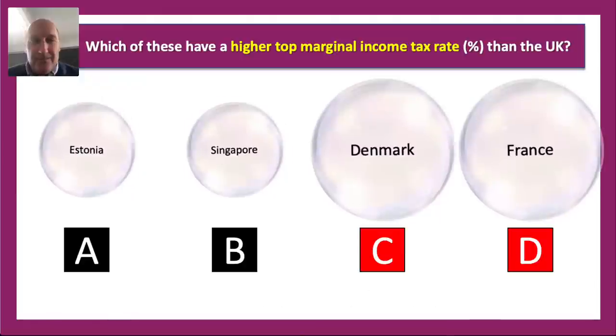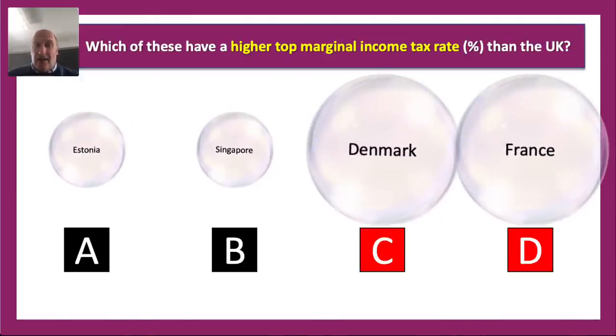Let's check the answer. It's C and D. Singapore has a very low top rate of tax. Estonia, again, has a flat tax system. So those are two good examples of countries with low top rate taxes. You can find those out. You just Google. You just go to Trading Economics. You can find them out.